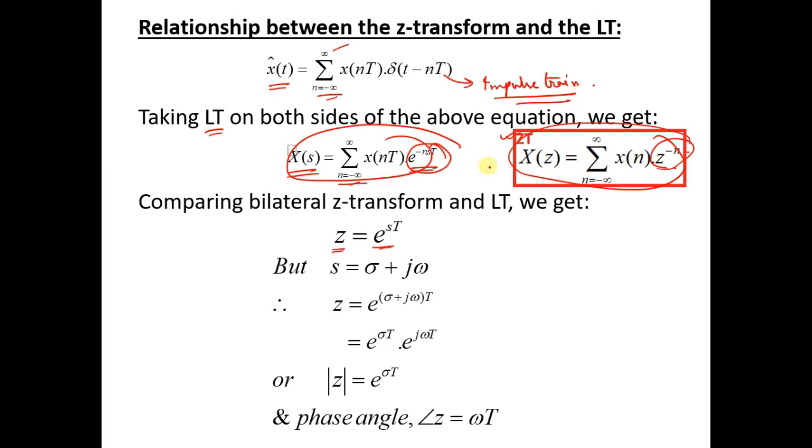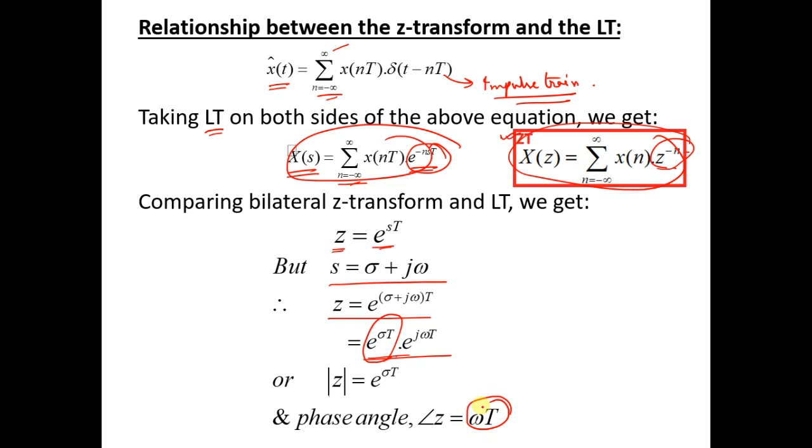But we know s is equal to sigma plus j omega. Therefore, z is equal to e to the power (sigma plus j omega)T. So we can separate this as e to the power sigma T multiplied by e to the power j omega T. So the modulus of z will be this real value, and the phase of z will be omega T.